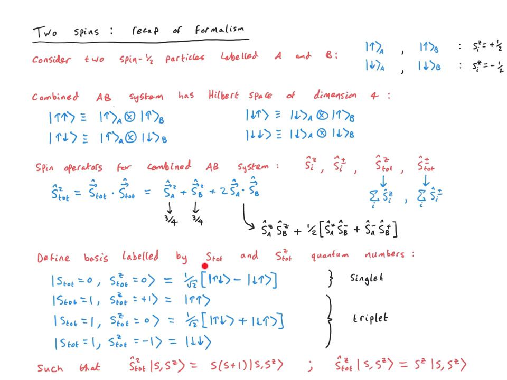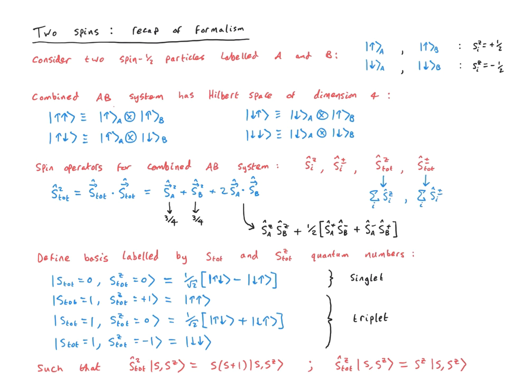With this definition, it is then easy to check that when we apply S total squared to these states, we get correctly the eigenvalue S(S+1) times the state back again. And if we apply S total Z to one of these states, then we get Sz times the state back again. These are the usual rules for the angular momentum operators. So indeed, it makes sense to label these states by the total spin and total spin projection quantum numbers.